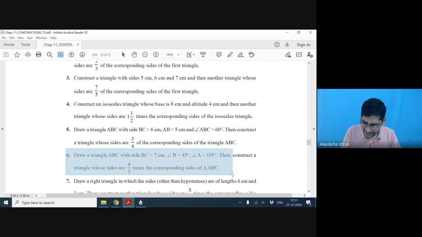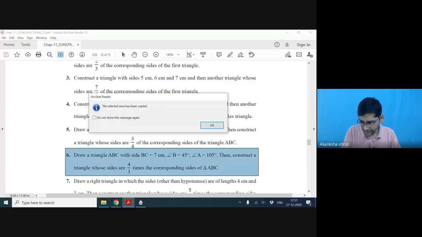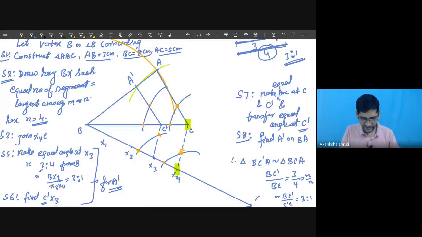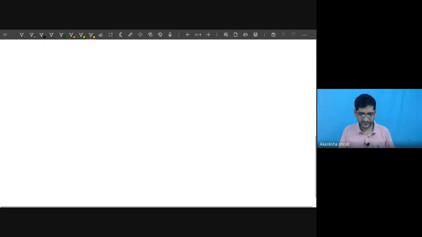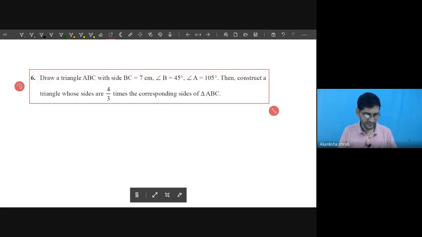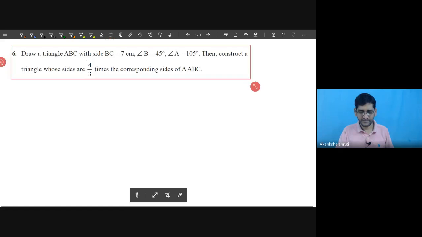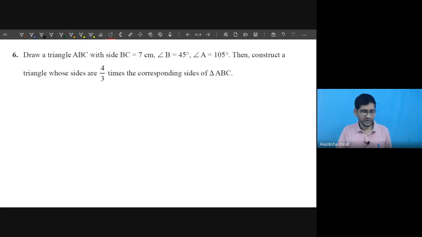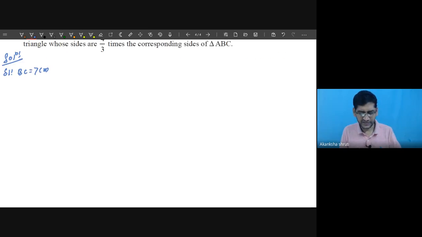Here the 2 angles are given. For the altitude, students, you have to first draw the altitude. Over that you have to get the 4. Let me take this question. Draw a triangle ABC whose BC is 7 centimeter. So very first step is draw BC equals 7 centimeter. So let us take it.